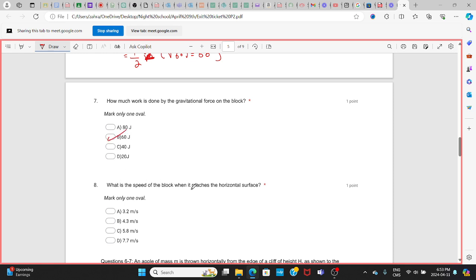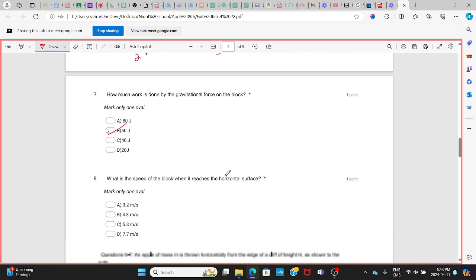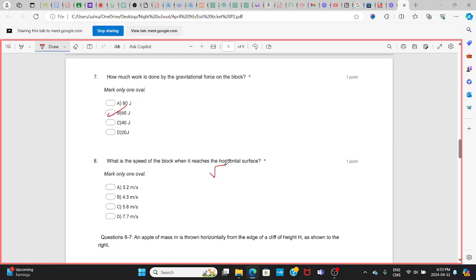So I would say this. What is the speed of the block when it reaches the horizontal surface? So we did it: it is the square root of 60. It seems that that would be the answer, right? Approximately 7.7.